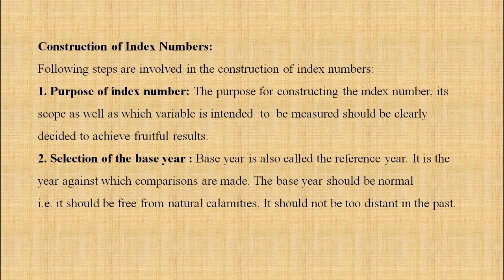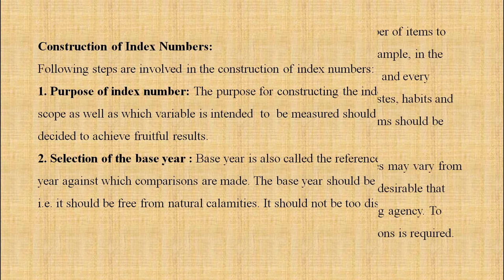For example, this year 2020 cannot be considered as a base year because of the corona, so we will not be getting the correct picture. So that is why the year has to be a normal one, and it should not be too distant in the past. When we want to talk about 2021, you should not take 2001 as a base year.